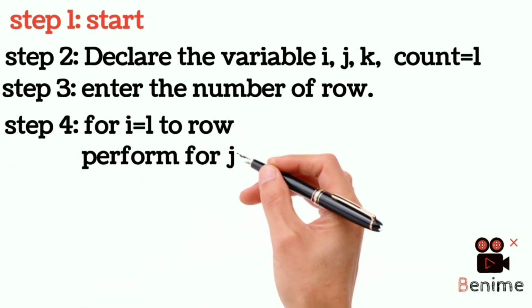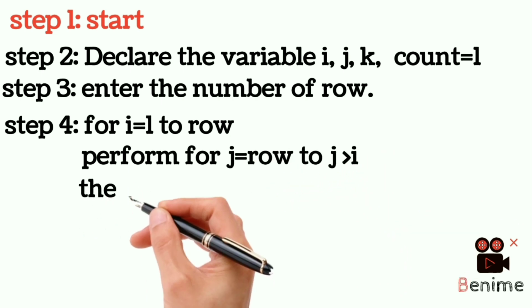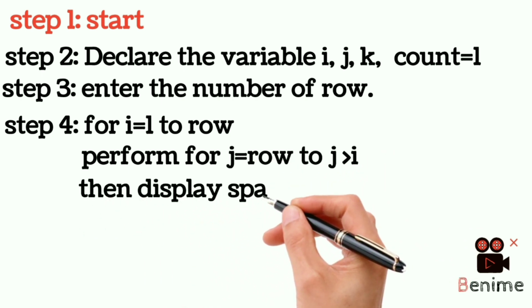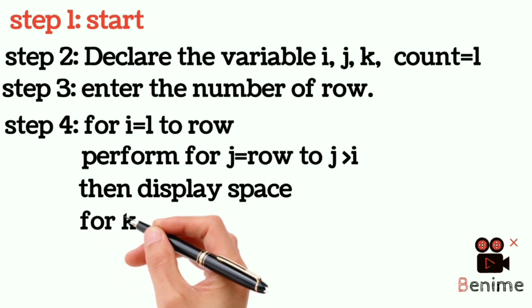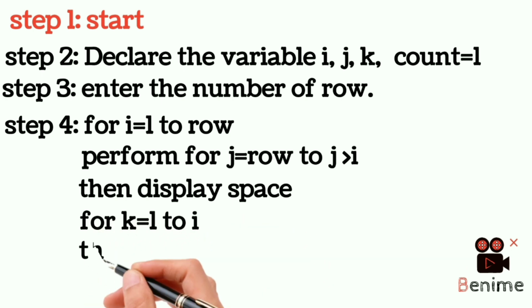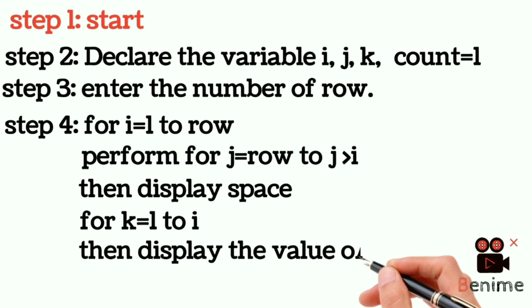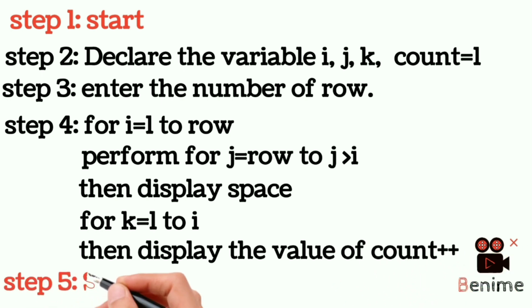Step 4, for i is equal to 1 to row, perform: for j is equal to row, j greater than i, then display space. For k is equal to 1 to i, then display the value of count++. Then step 5, stop. Now we will see the flowchart.